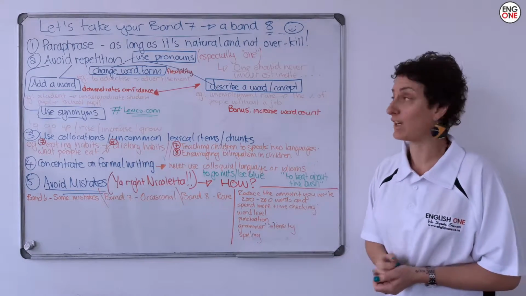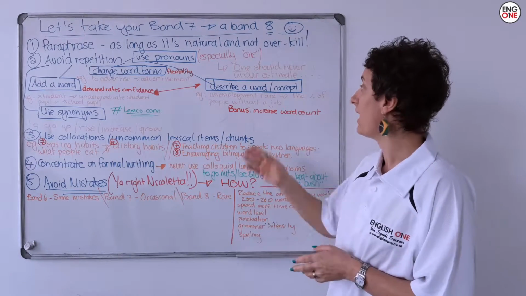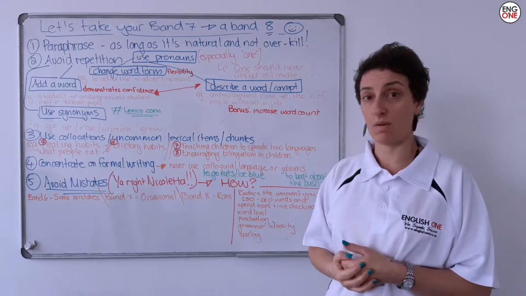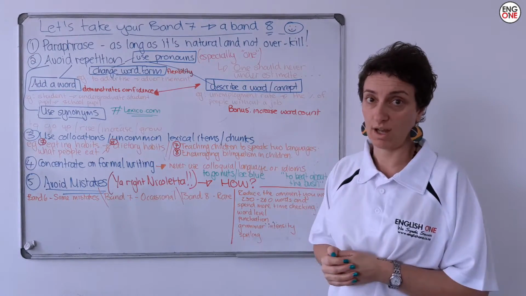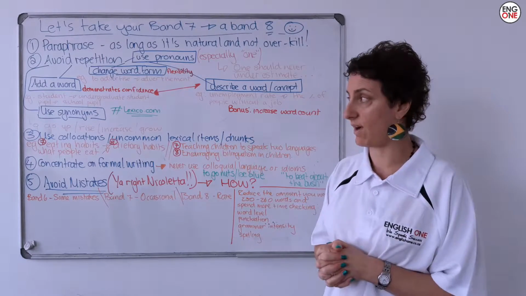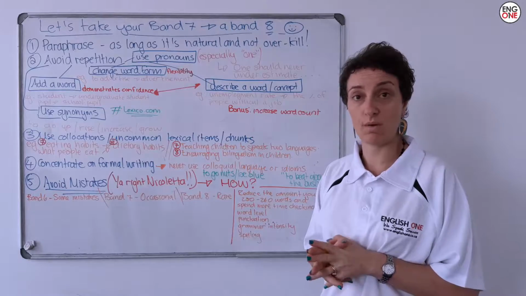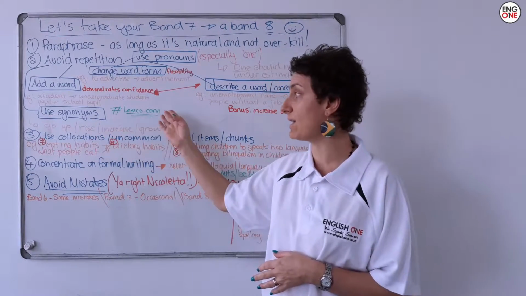Another very good thing that you can do is to describe a word or a concept. For example, unemployment rate, the percentage of people without a job. And there's a bonus. It increases your word count as well, if that is something that you're struggling with. Another thing that you can do, of course, and this is quite common, is use synonyms. For example, to go up, rise, increase, or grow.